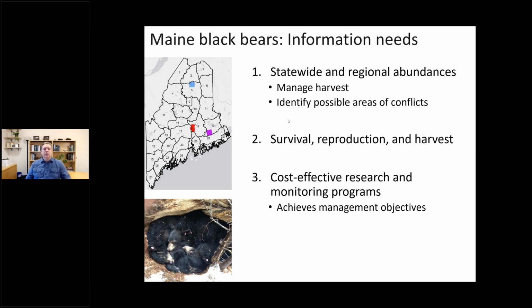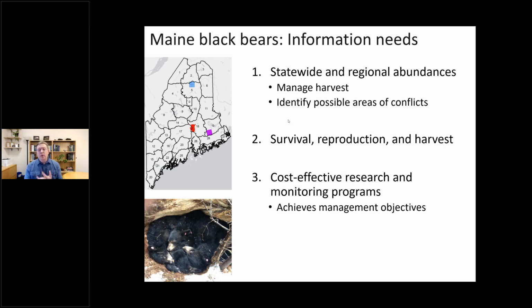So in these discussions with the management agency, we identified the important information needs that they've been collecting and are interested in understanding to help them better make scientifically informed management decisions. Specifically at the top level, they mentioned the need for statewide and regional abundance estimates of black bears in Maine. They need these estimates to both manage harvest and identify areas of possible conflicts.